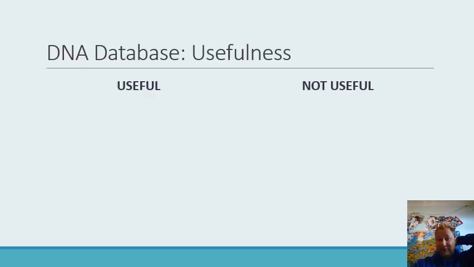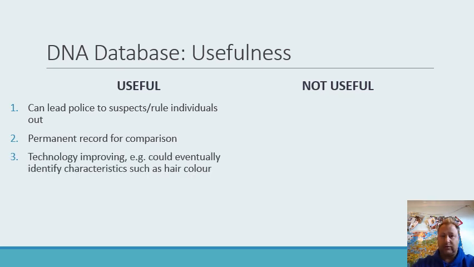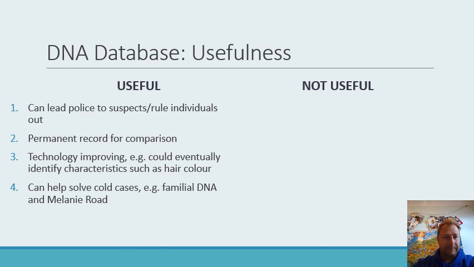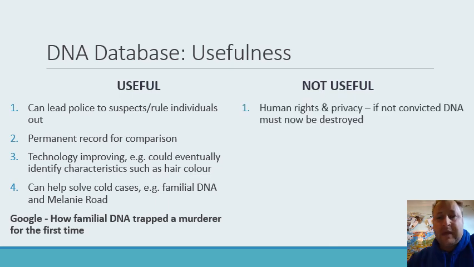So is this useful? Yes, it is. It can lead police to suspects and rule out people. It's a permanent record. Always improving technology that is amazing. We've used it for cold cases. Now that is a great TV show, Cold Case. So the familial DNA and the Melanie Road case. Quick Google here, you can find out all about how this was used for the first time.